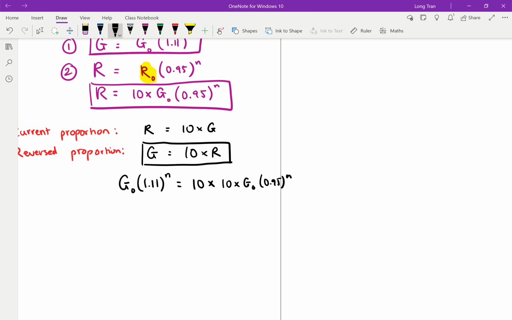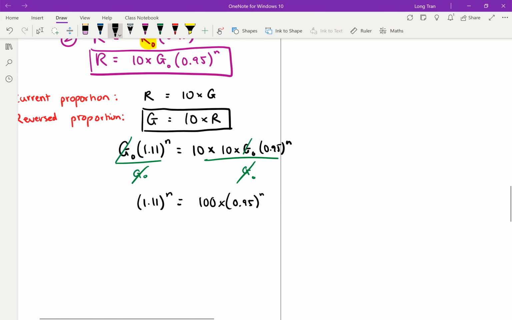So that is my model. And the reason why we had changed to the G0 initially is so that we can now solve. See, it's all in terms of G naught. And the convenience here is that if I divide by G naught on both sides, these cancel out. So then in your next line here, this is nice because you get 1.11 to the power of n is equal to 100 times 0.95 to the power of n. And that gives us essentially a model to work with now.